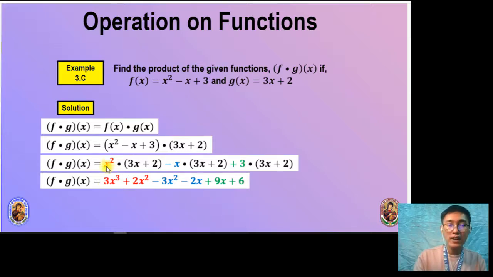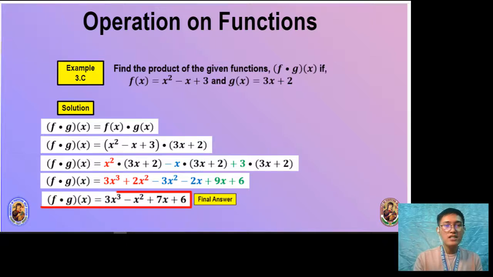Then after that, x squared times 2, 2x squared. And here, negative x times 3x, we will have negative 3x squared and negative 2x. Then lastly, 3 times 3x, 9x, 3 times positive 2 is positive 6. So if you take a look at this, it is quite long, but if you know the like terms, you just combine them. If there are unlike terms, then you just carry them down. Do not be confused.